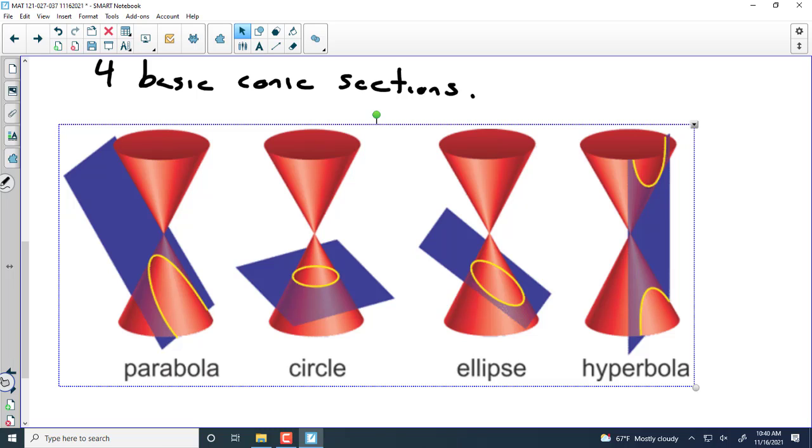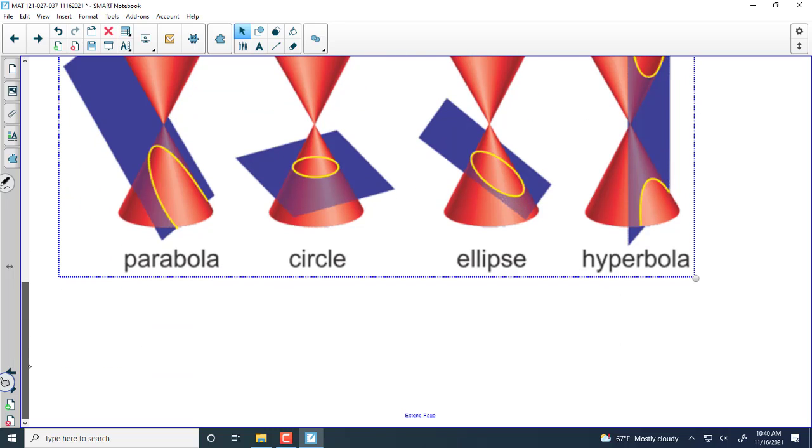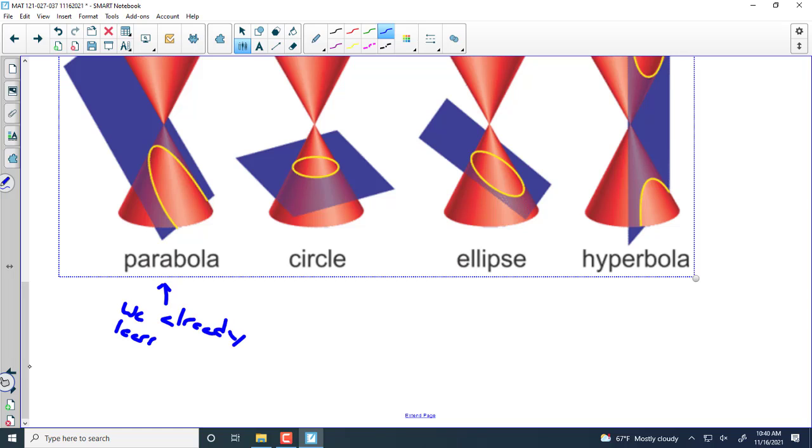Okay. So these are our cross sections that we look at, everyone. And of course, we recognize the first two names. If you're not as familiar with the third and fourth name, that's okay. But we have parabolas, which we've already talked about. So we already learned about these, which is a shape you get by slicing diagonally across a cone like this, but it keeps going forever and ever and ever.